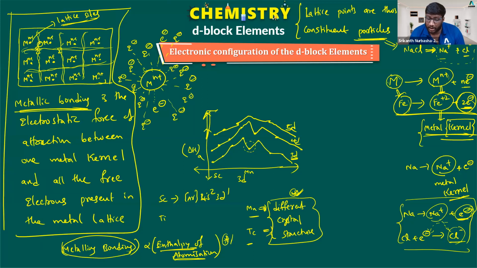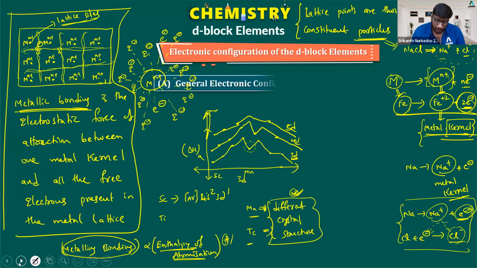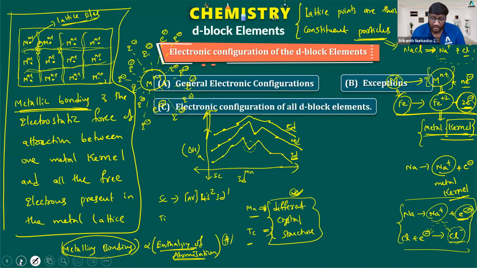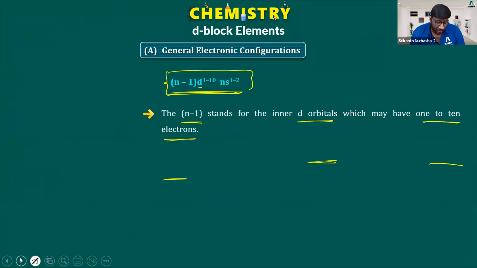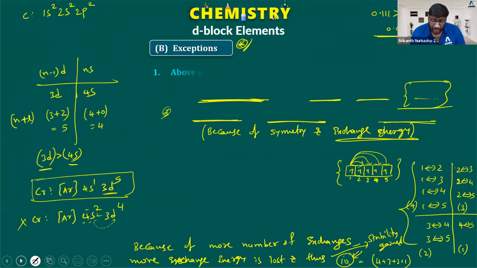And we have metal kernels. Metal kernels are Mn+ ions, that is the species obtained after the loss of outermost electrons. Right, students, these are the different points which we have studied. And after that, we have written the electronic configuration. Let us proceed with this concept.